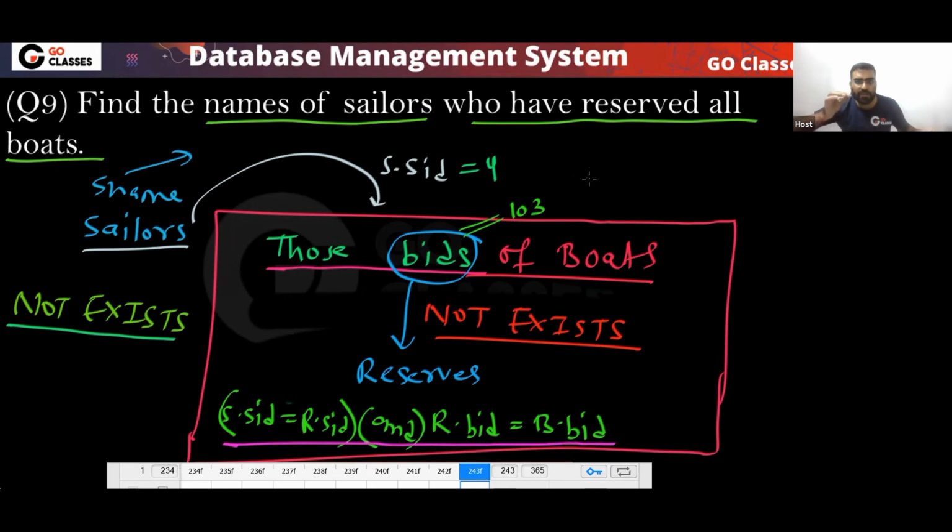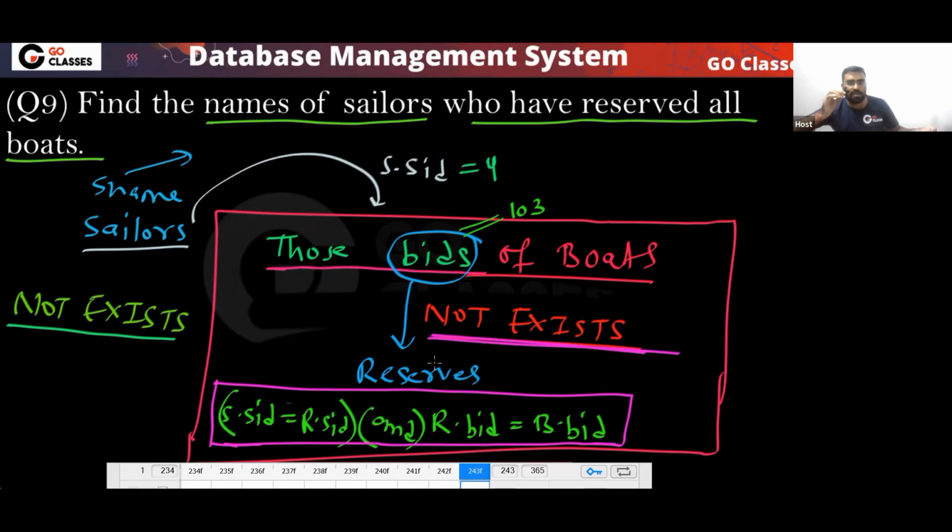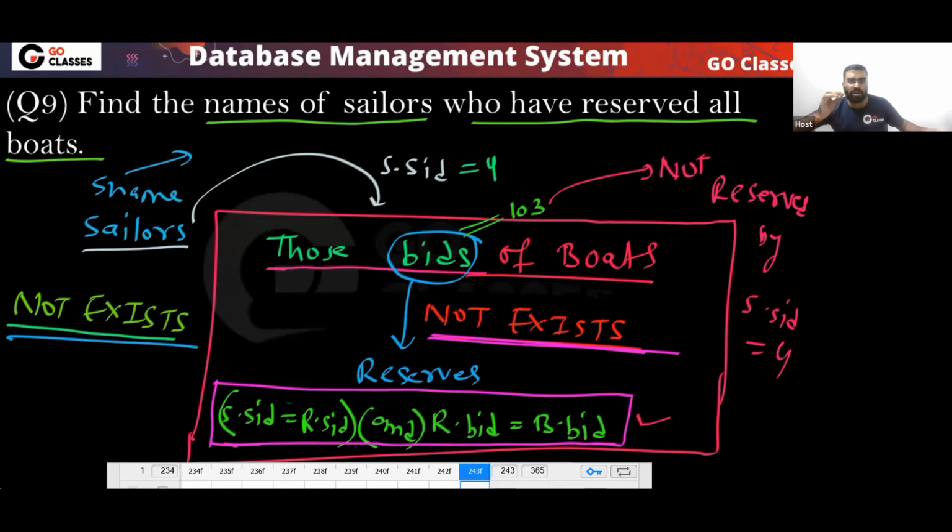If this row does not exist, then what does it mean? It means that boat is not booked. Then that boat is not reserved by s.sid equal to 4. So this type of boat should not exist.